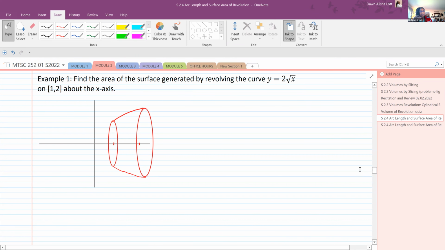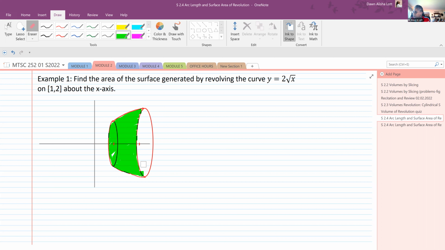So you can see here the surface area. So the area is that thing. It's just the outside shell. Okay, there is no inside because this thing is hollow. So it's just the outside shell. And so I need to find the area of this. Okay. All right. So how do I do that?